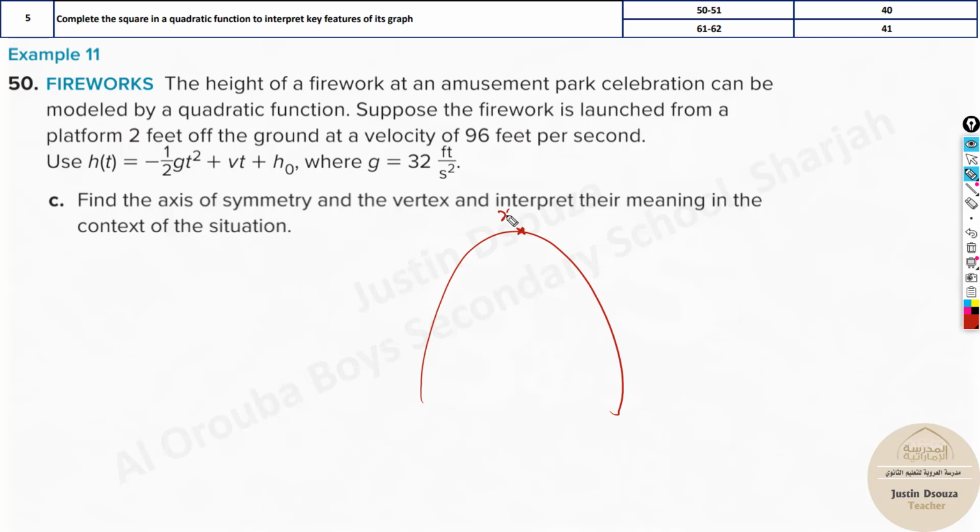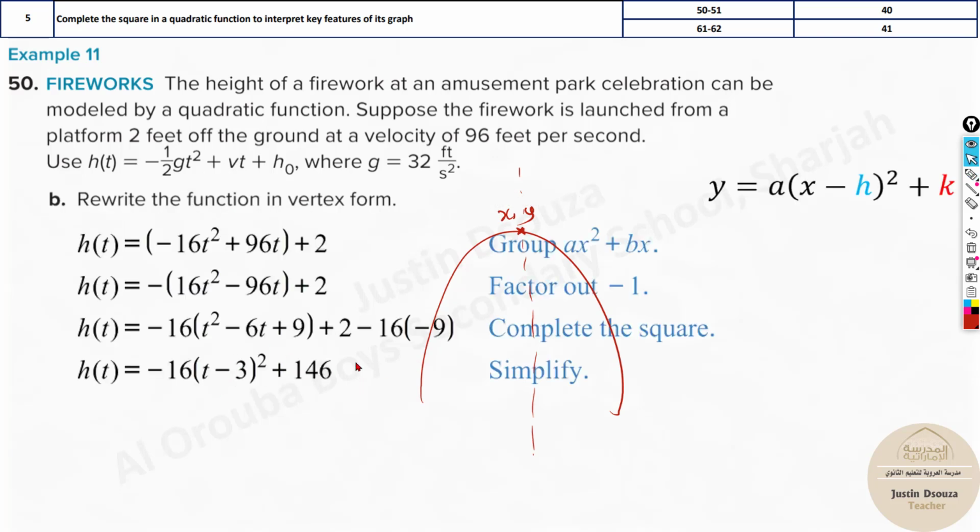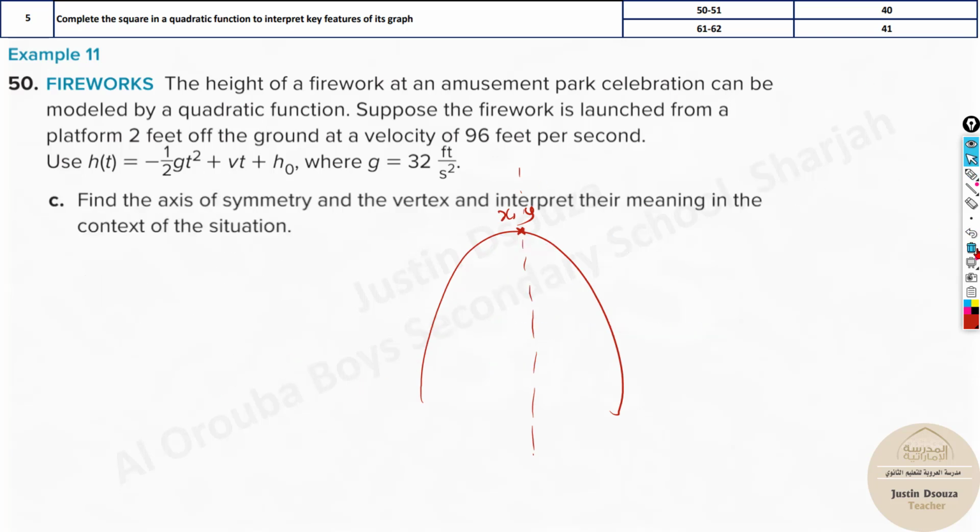The x value of the vertex is always the axis of symmetry, which clearly divides any parabola into two equal halves. So we have just found the vertex right over here. This is the answer. 3 is the answer. But the other way, how to find the x coordinate of the vertex? We have done it in the previous problems. The formula is that the x value of the vertex is given by minus b by 2a.